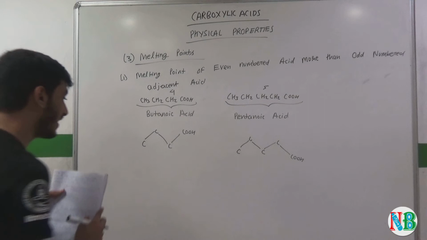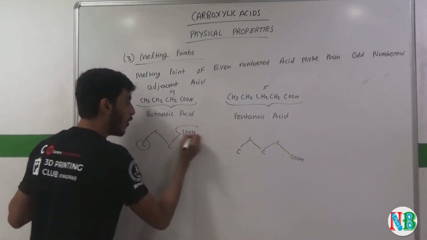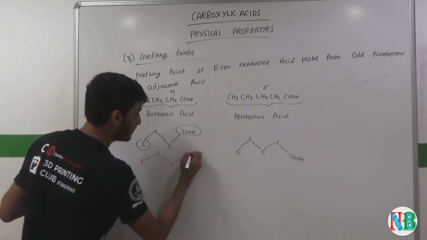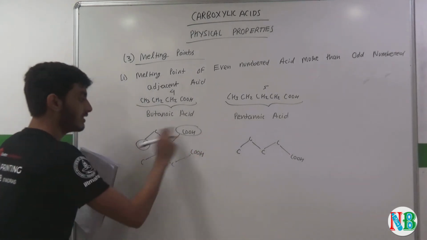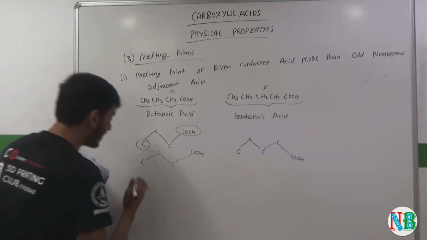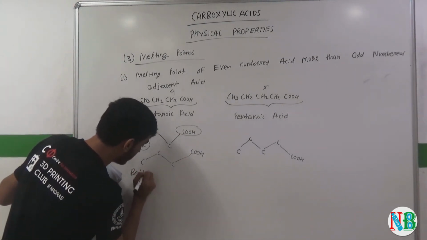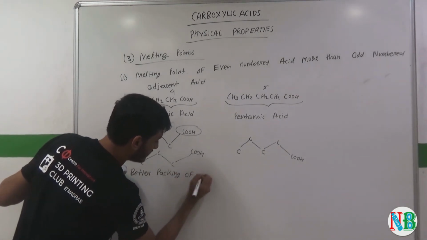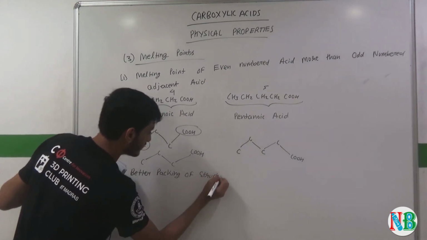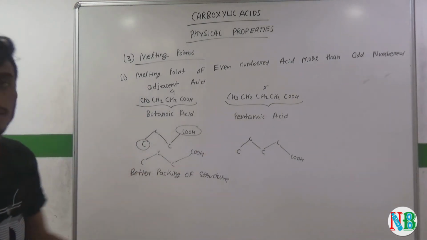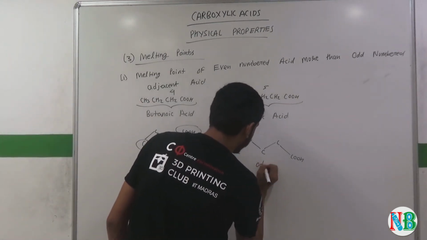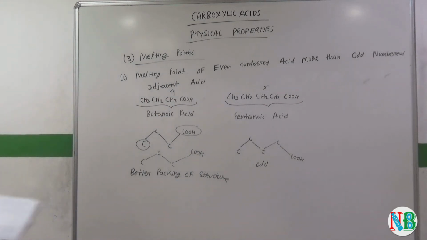So if the two ends or the two terminals are opposite to each other, they have a better packing than the compounds having odd C atoms. Okay.